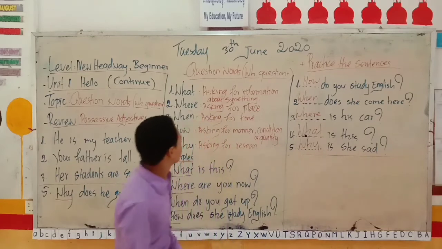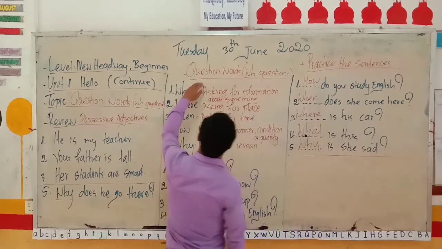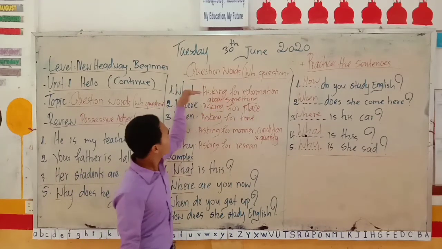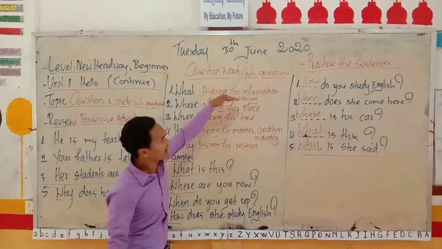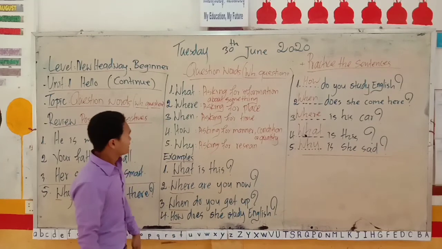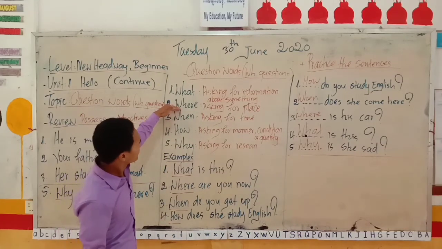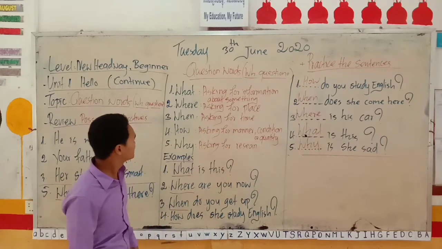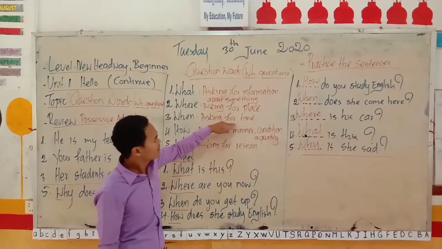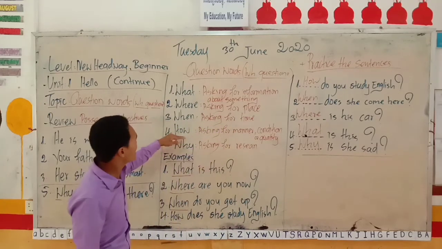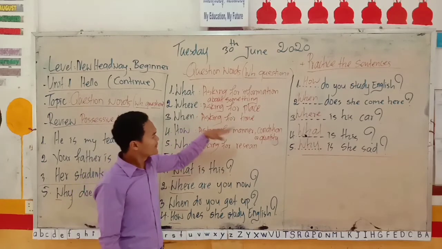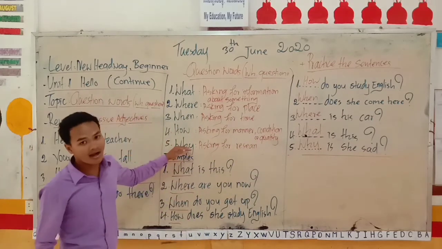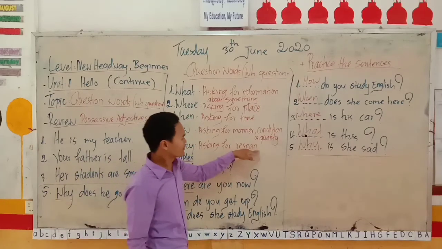Move back to our question word or the beginning question. You look: what? What asking for information? What asking for information about something? Okay, we are asking for place. We are asking for place. When asking for time. Right? How? Asking for manner, condition, quality. Why? Why asking for reason?